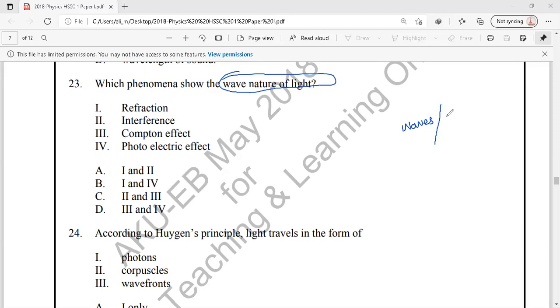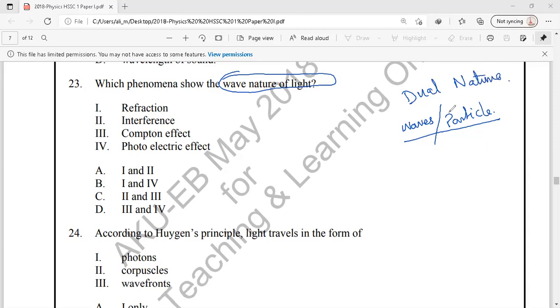Simultaneously there are processes in which light behaves as particles. Light behaves like particles, and light also behaves like waves. That is known as the dual nature of light. Dual nature of light कहलाता है.